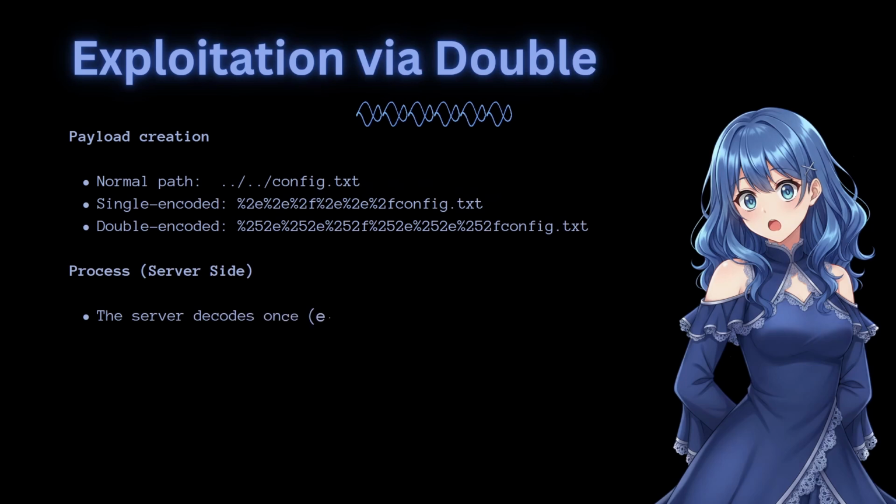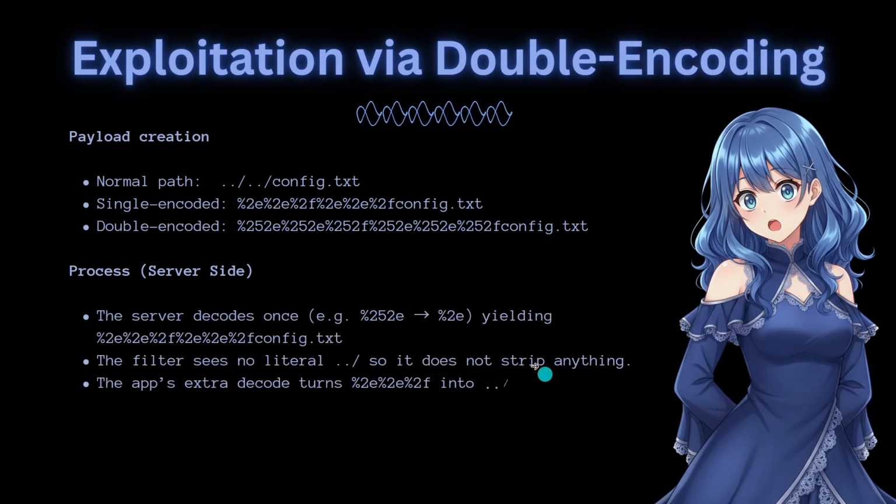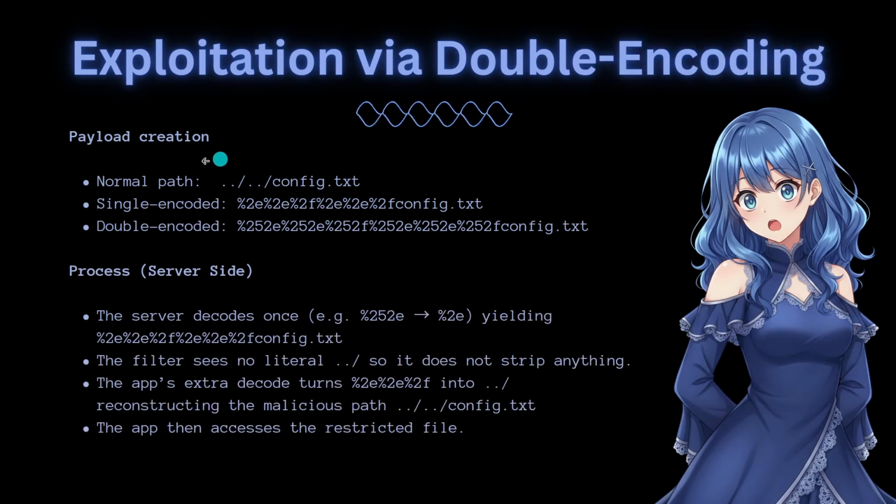So, exploitation via double encoding. Now, what is this thing? Payload creation. Whenever we are doing any kind of directory traversal, the normal format that we follow is the double dots and forward slash, dot dot forward slash, and accordingly we put the file name, or maybe we try different kinds of formats.